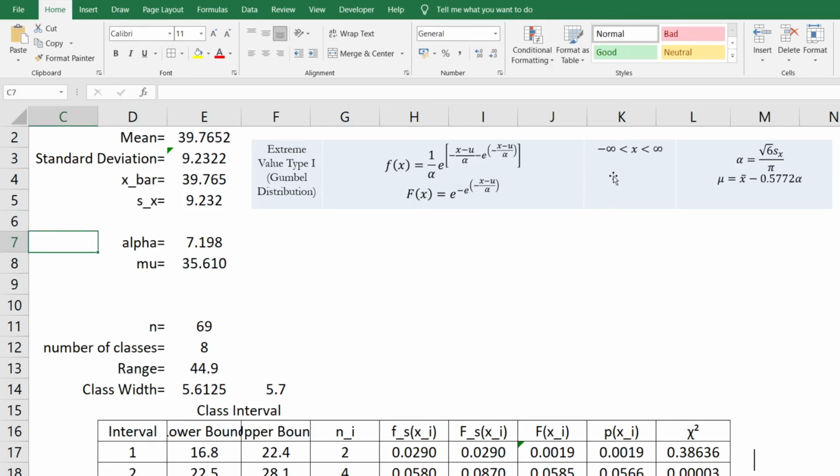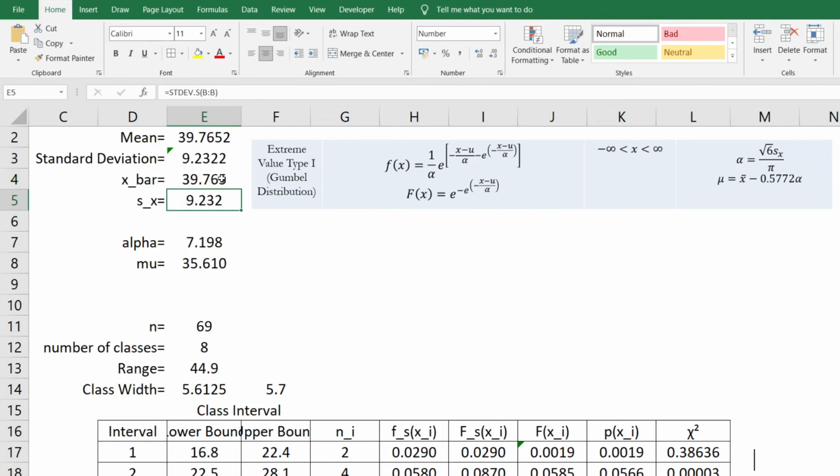Nandito na, no? So, ang kailangan lang natin na parameters is alpha and mu. Alpha, ang kailangan ng alpha ay standard deviation. Ang kailangan ng mu is the mean and alpha. So, na-compute na natin yung mean kanina. The mean is just the average of the data. The standard deviation, we are going to use the sample formula. So, makukompute na natin yung x bar and sx.